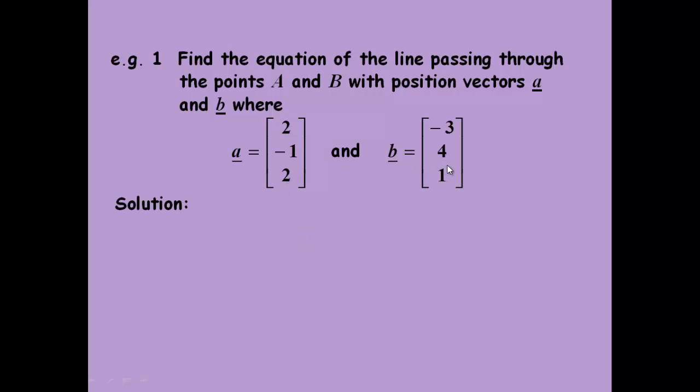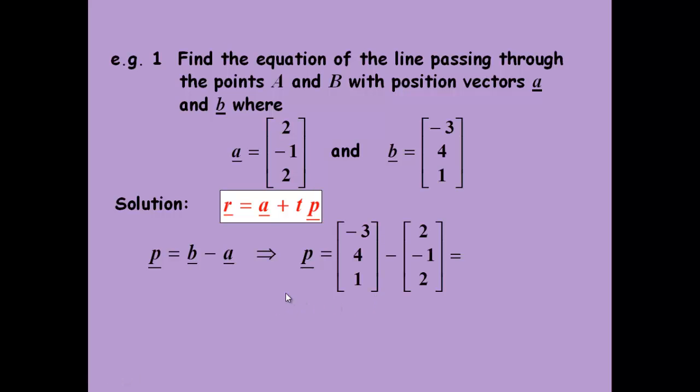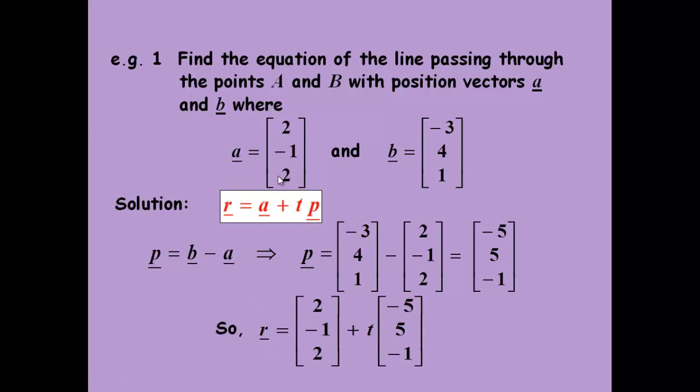So find the equation of the line that passes through A and B. Well, this one's straightforward. We just use the equation to find the direction vector. We're finding AB, aren't we? So we just subtract A from B. And then we can use either point on the line here. So this is the point on the line, so we could have used either A or B, plus the parameter T times B minus A. So it's just slotting into that formula.